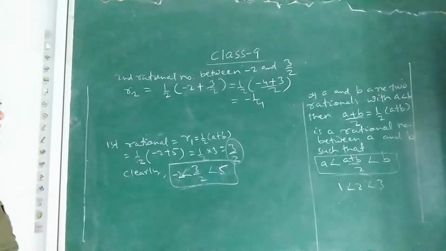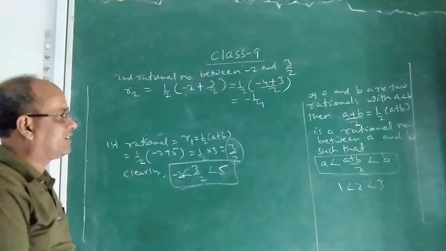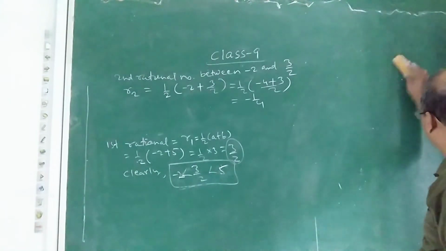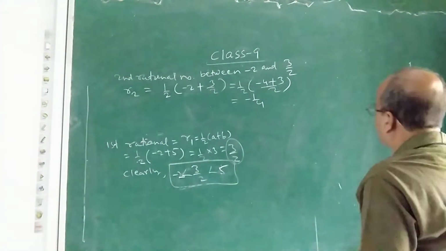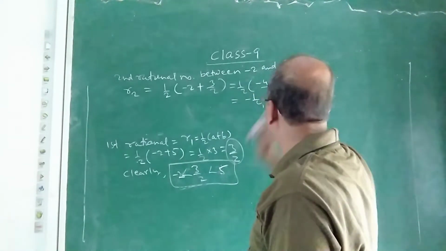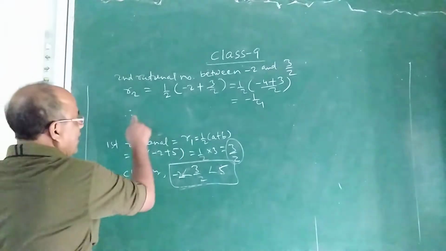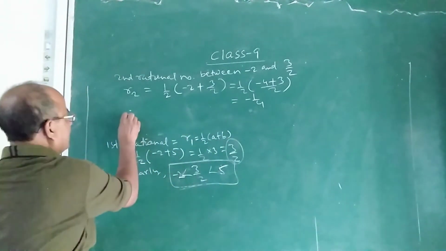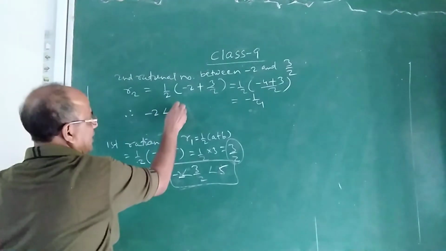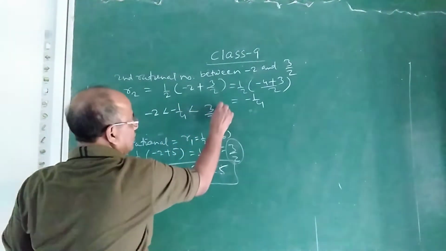So the second rational number will be minus 1 by 4. And this rational number, minus 1 by 4, lies between minus 2 and 3 by 2. So how will I insert it? Now I am going to insert this rational number. It is minus 2 less than minus 1 by 4 less than 3 by 2 less than 2.